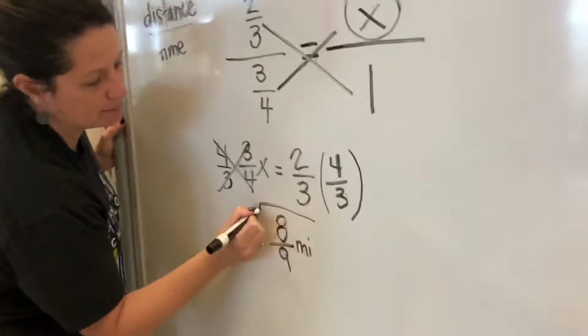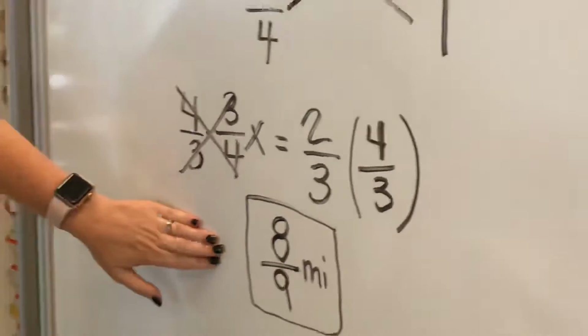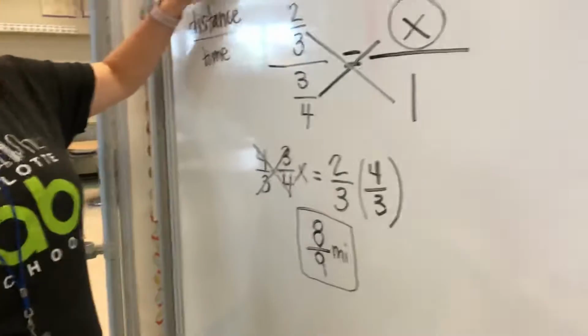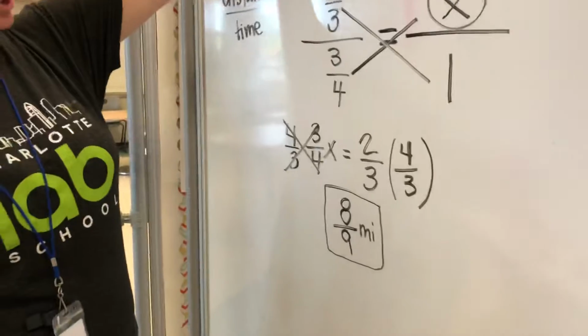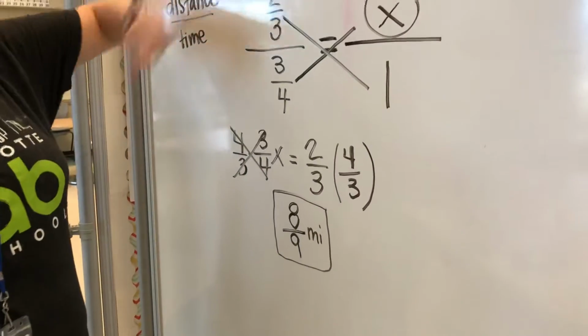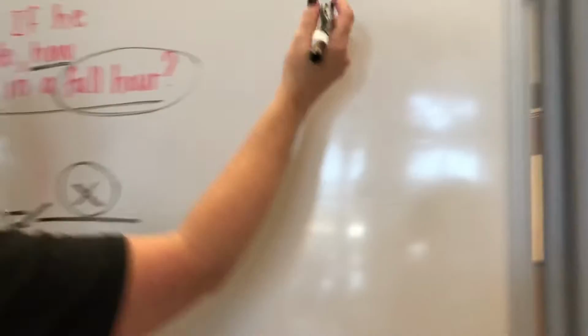Now what I always ask myself is I go back to the problem and I say, does this make sense? 8/9 of a mile in 1 hour? He ran 2/3 of a mile in 3/4 of an hour. That makes sense because 2/3 and 8/9 are relatively close to one another, and 3/4 of an hour and one full hour are also close to one another. Let's move on to number 2.